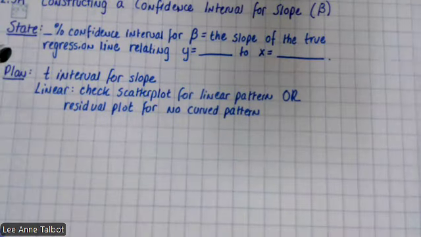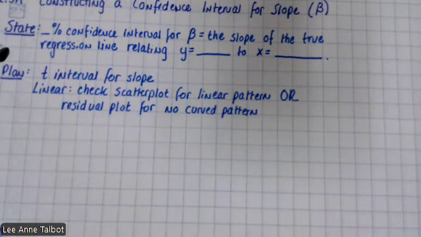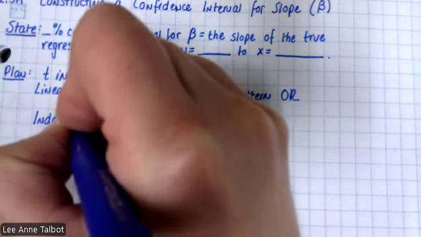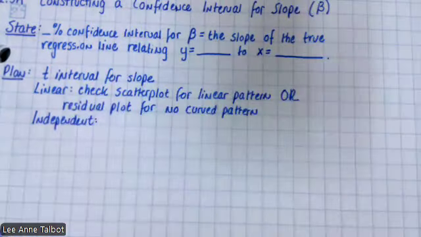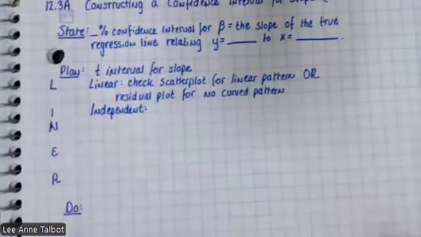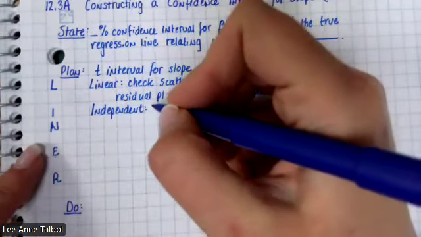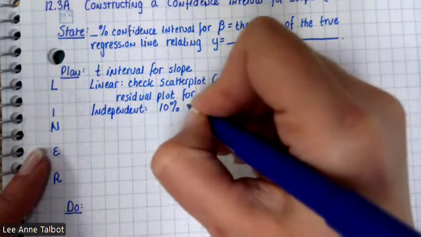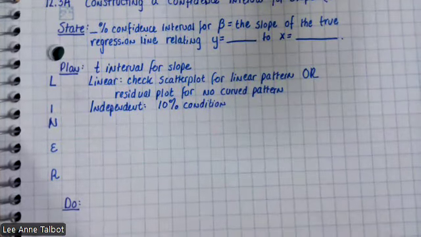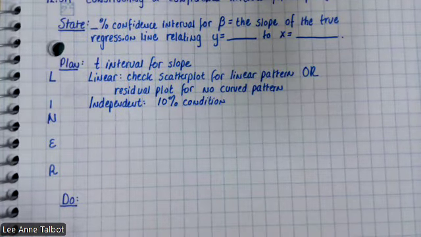I. What do you guys think I stands for? Someone can tell me. Independent. Okay. And what is the condition that we always use? What do we do for the independent? All the other things. 10%. This is going to be exactly how you write the 10% condition in all of your other FRQs. Nothing new. n equals whatever is less than 10% of the population.